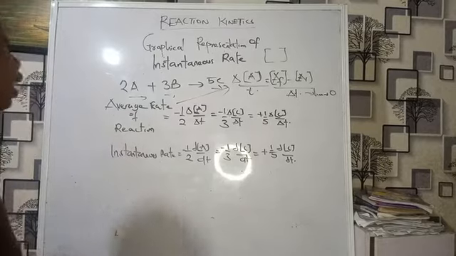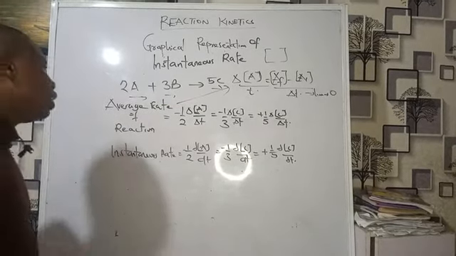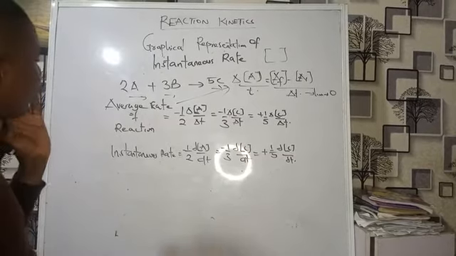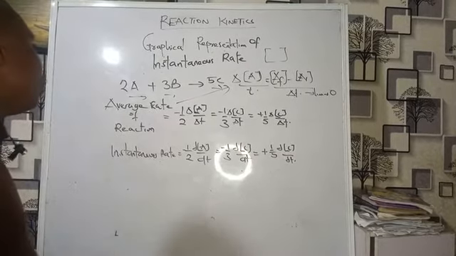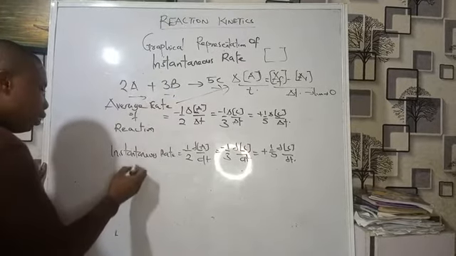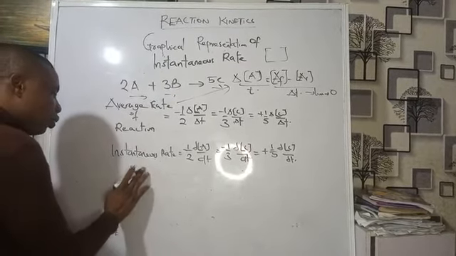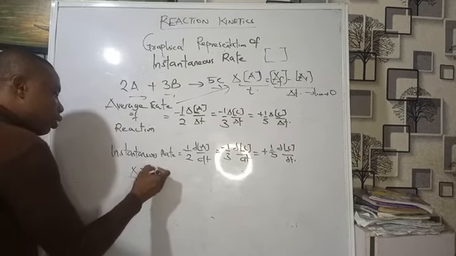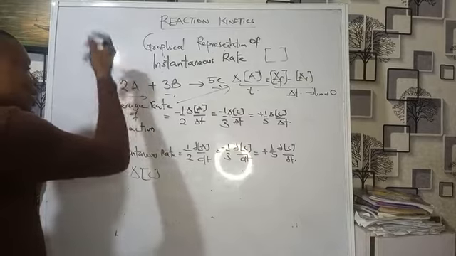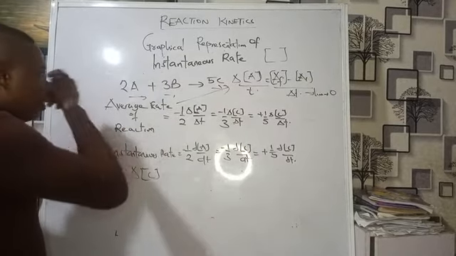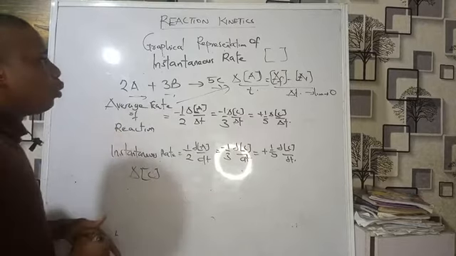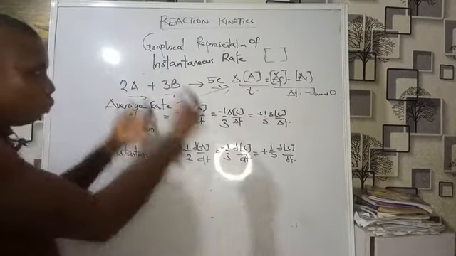Now we have two types of rates: average rates and instantaneous rates. If they ask you what is the average rate of A, it will be the change in concentration of A. Please, when you talk about rate, we are talking about concentration. Concentration is the one that is reducing and increasing. When I say A is disappearing, I mean the concentration of A. So concentration of A, concentration of B, concentration of C.